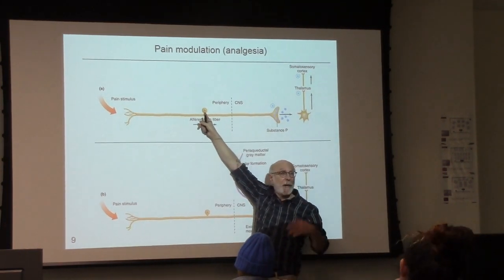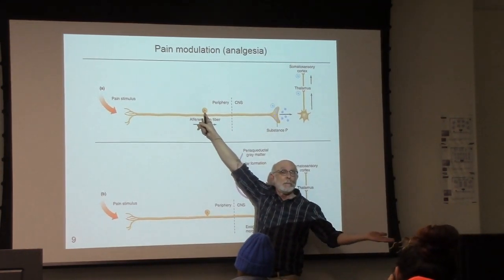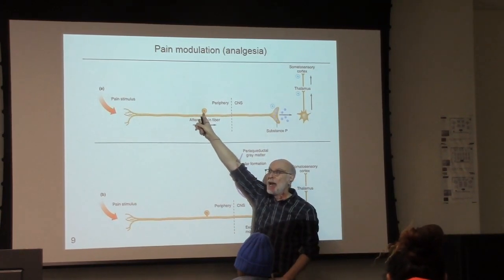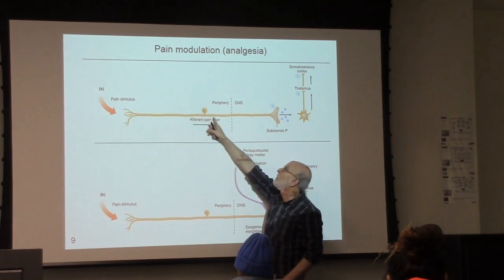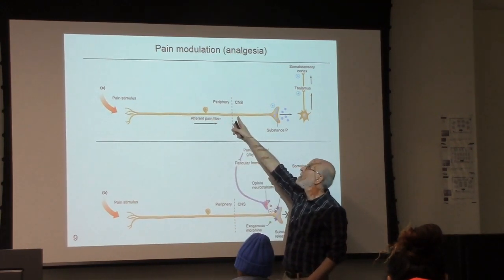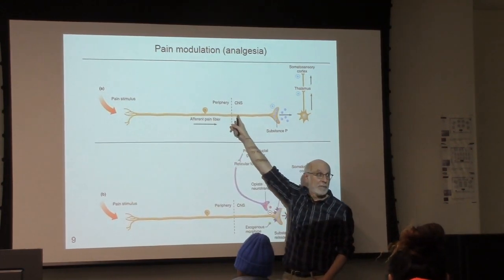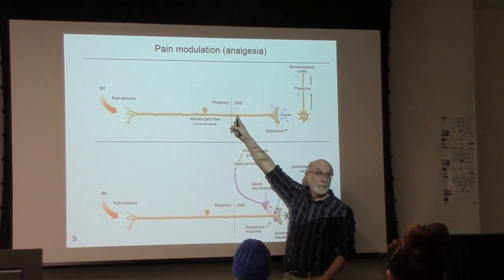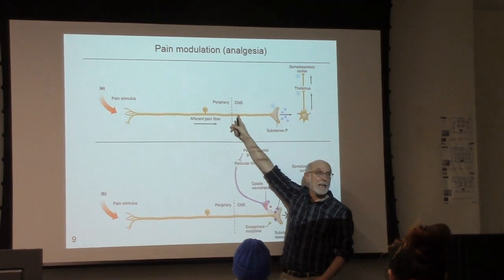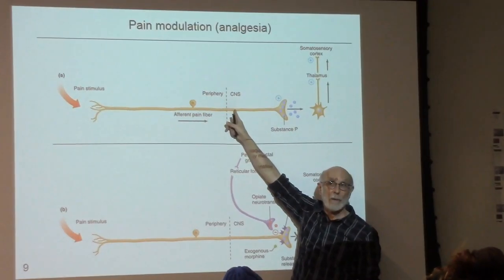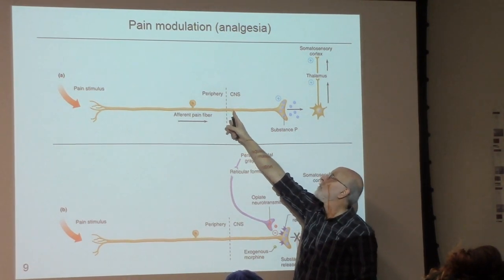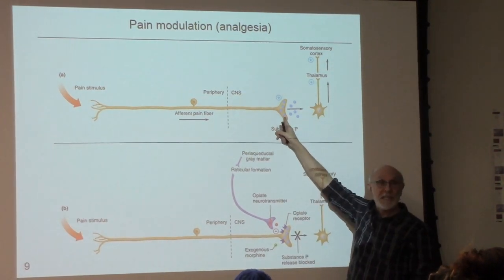Cell body in the, where's the cell body? Dorsal root ganglion. Entering what part of the spinal cord? It's the name of where this axon enters the spinal cord. The dorsal horn. Where is this synapse?